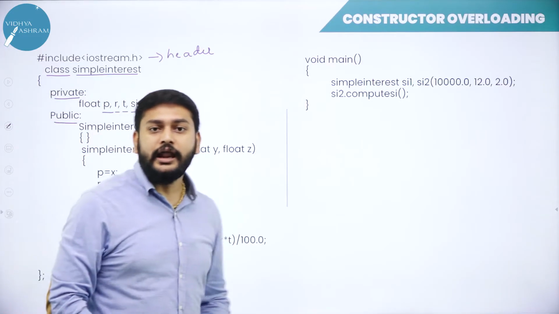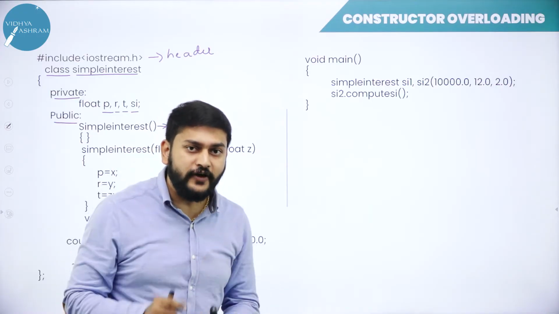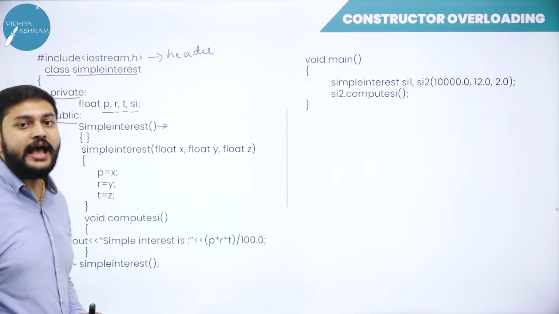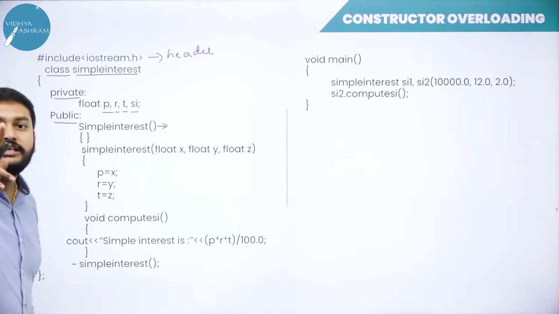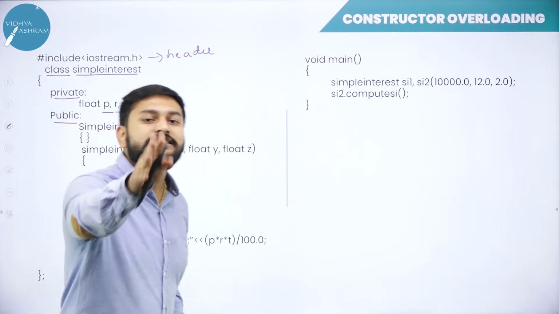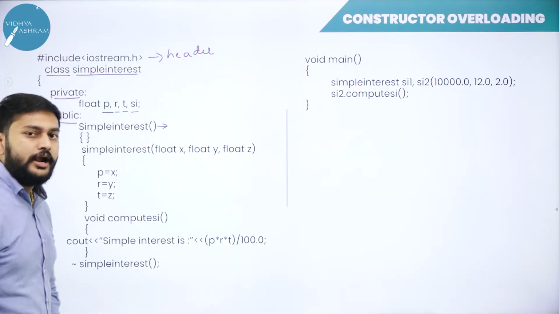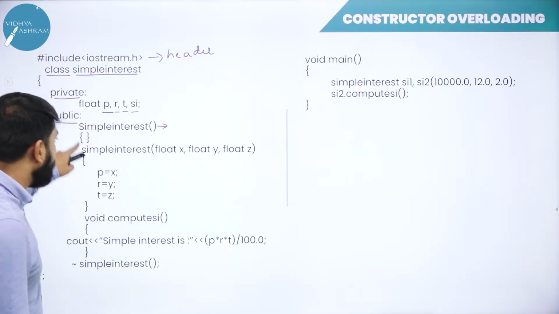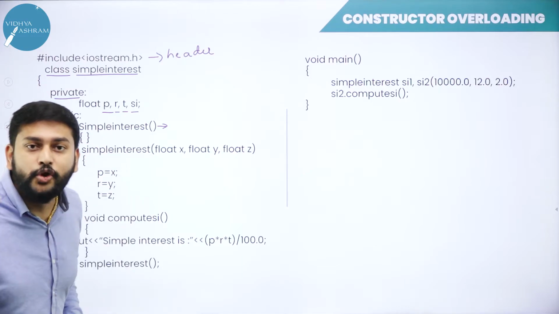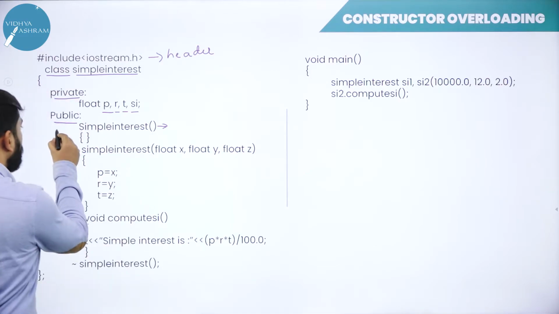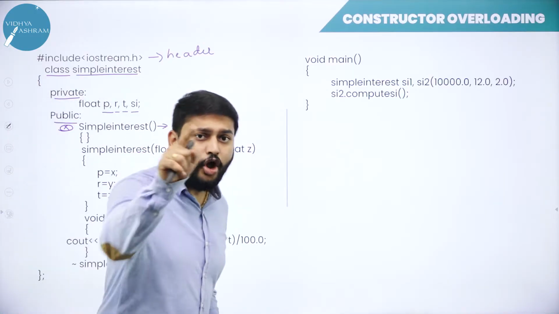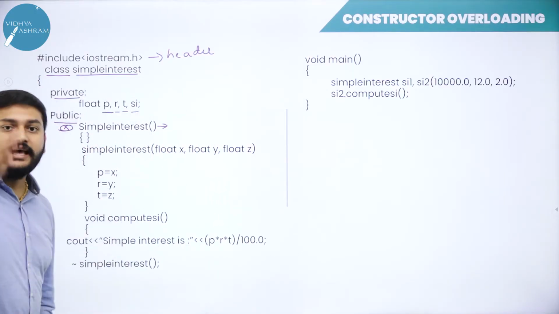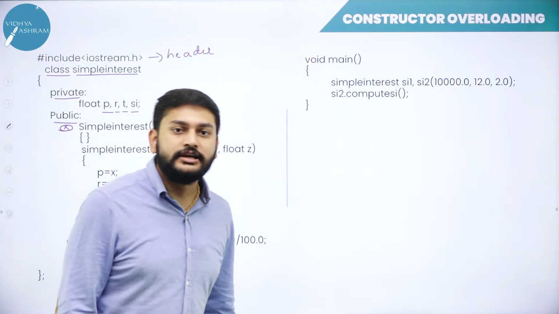You should define it inside the public access specifier. Do I have this constructor inside public? Yes, I have. So it is correct. What is the third point that I should remember, sir? Do I have any return type? No, I don't have any return type. Then can I call this a constructor? Yes, you can call this a constructor.